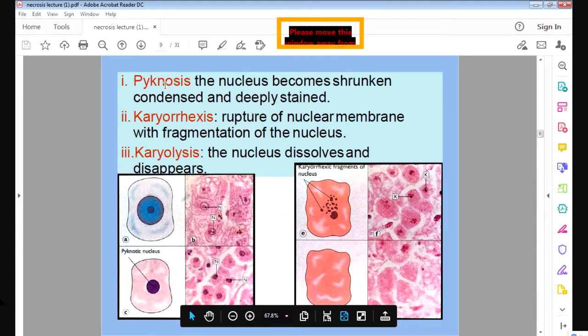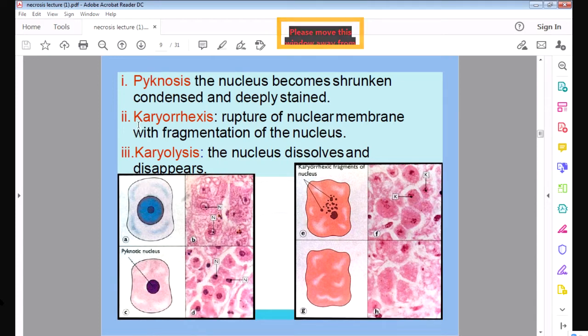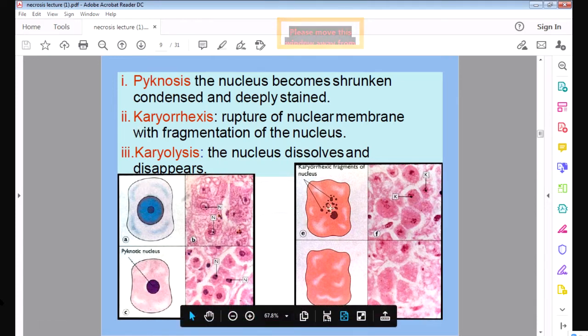So these three are important. You should remember what happens to the nucleus: pycnosis, karyorrhexis, and karyolysis. Pycnosis, the nucleus becomes small. Karyorrhexis, the nucleus breaks, and karyolysis, the nucleus disappears.